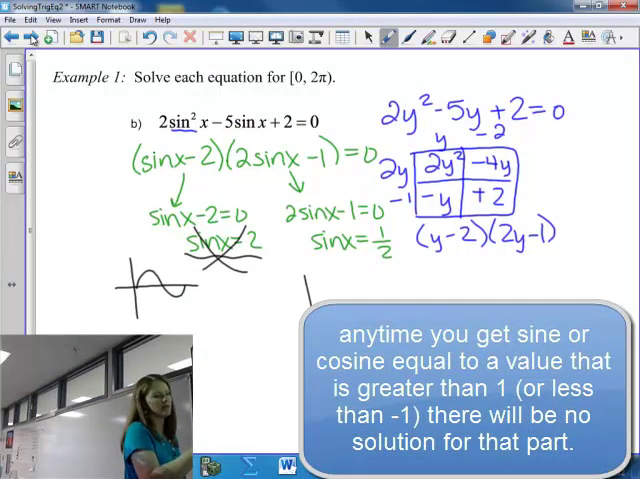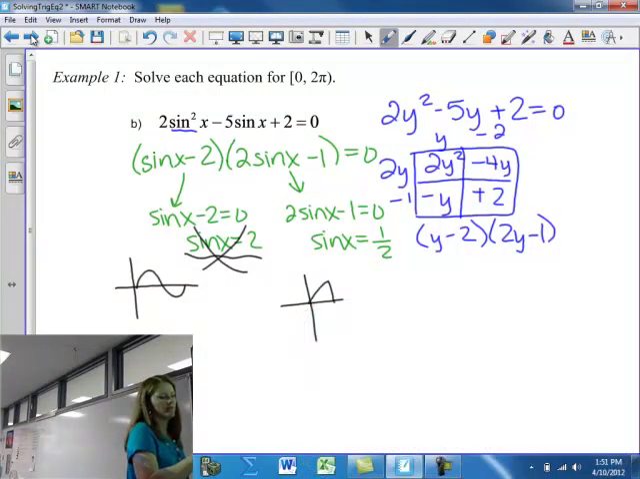So let's come over here and talk about the sine of x equaling 1/2. Well, that would be a 30-degree reference angle. Yes, it would. So in the first quadrant, we would be at pi over 6. Pi over 6. And in the second quadrant.